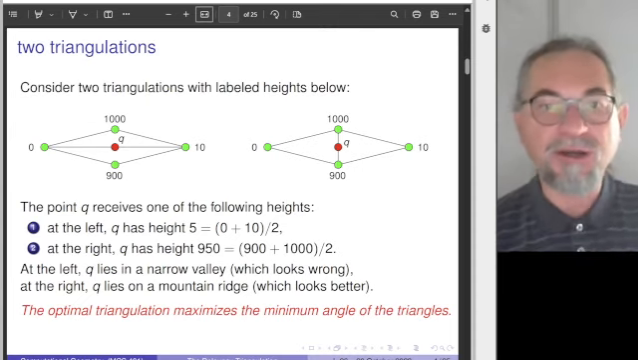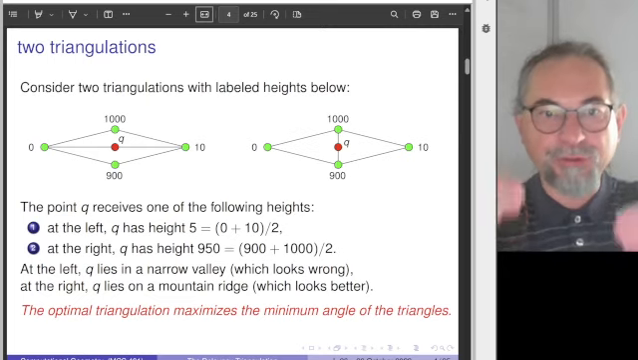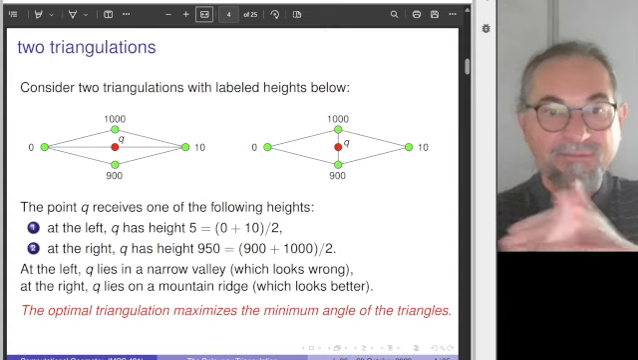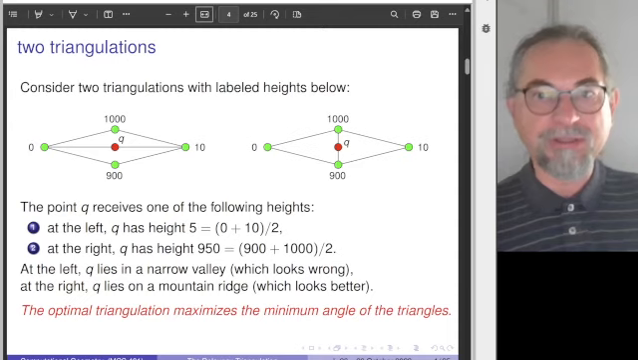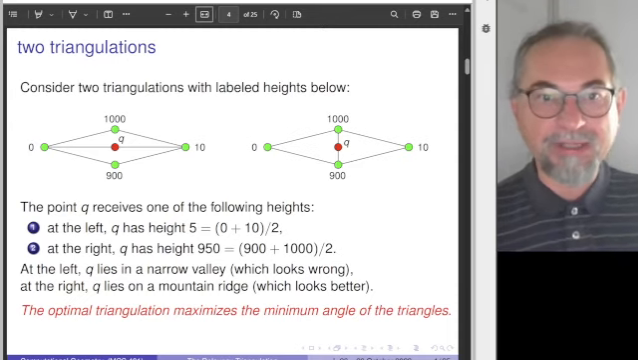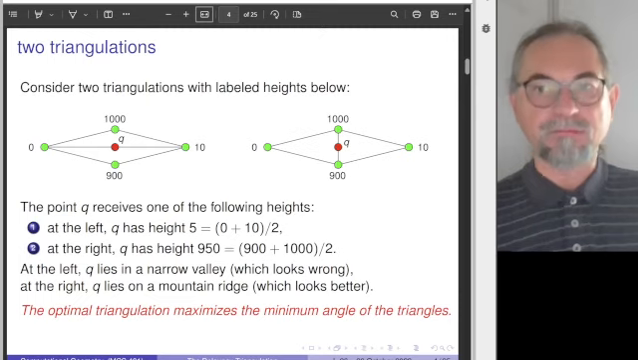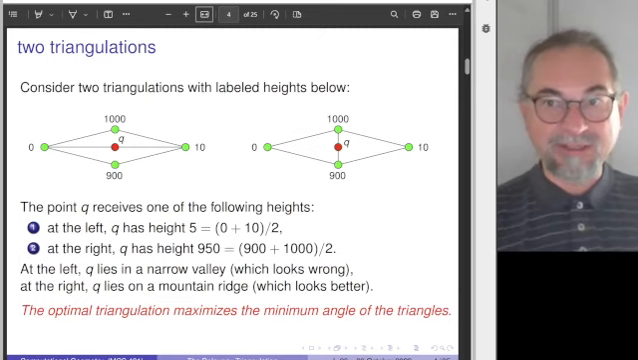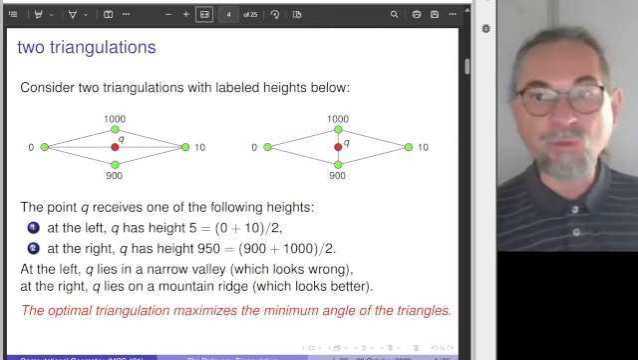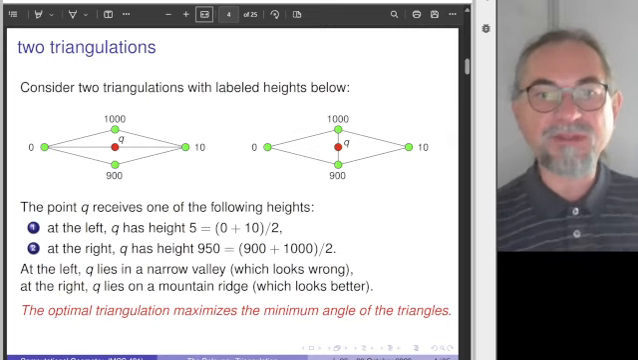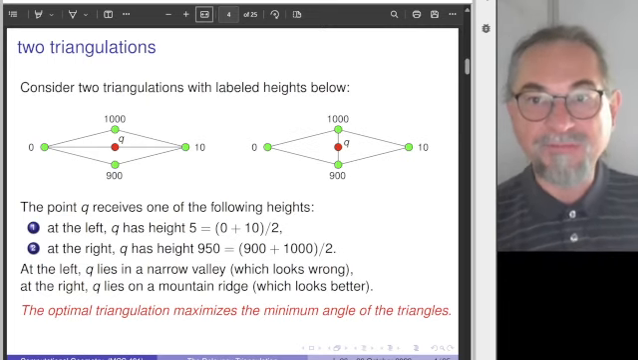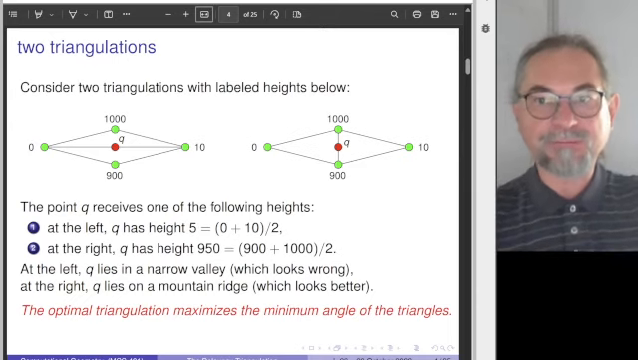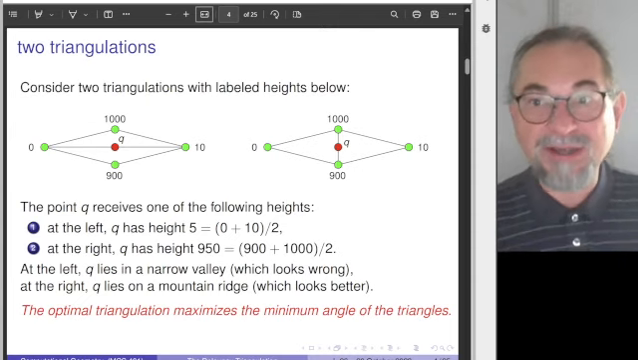Well, first, imagine that point Q lies in the valley. If you connect the lowest points and interpolate with these 2 points, then you would imagine that there is a valley, so the height would be 5. On the other hand, the other choice is that the height would be 950, if you imagine the point Q to be on the mountain ridge. So which one is now better?